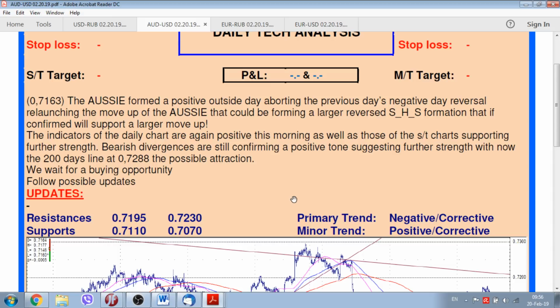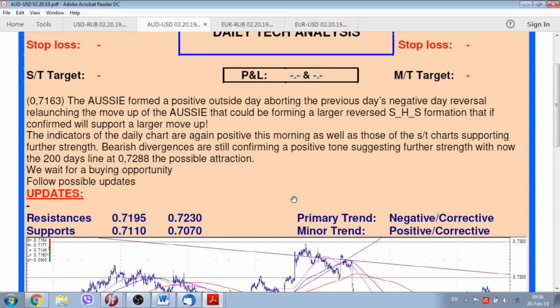Don't forget that this night we will see a publication of the important Australian economic numbers in the form of the Australian employment rate and employment changes. So for sure that should impact the Aussie dollar as well as some other Aussie crosses.